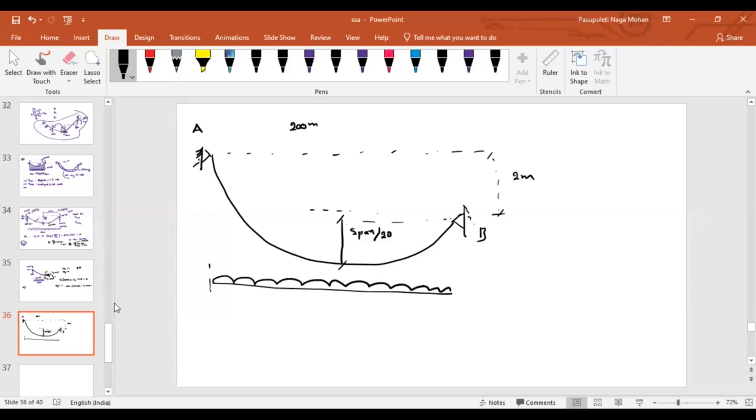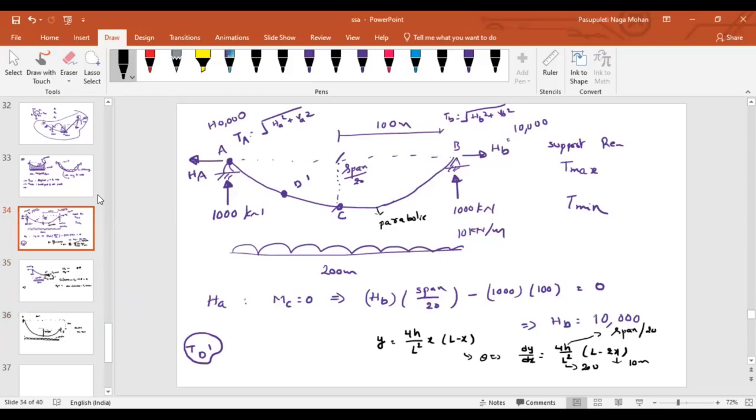Can you quickly find out, for the same load of 10 kilonewton per meter, what will be your reactions? And then find out the maximum tension in the cable. Can you tell me here, what is the tension in the cable at this point C? Look at this diagram and tell me what is the tension at point C. Without doing any calculations, we can say it directly. What is the tension at point C?